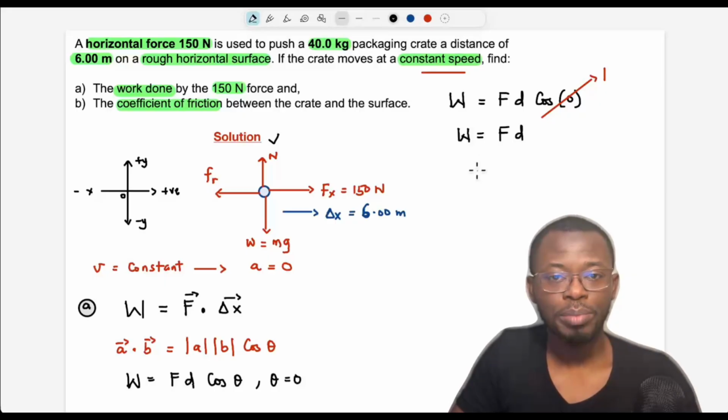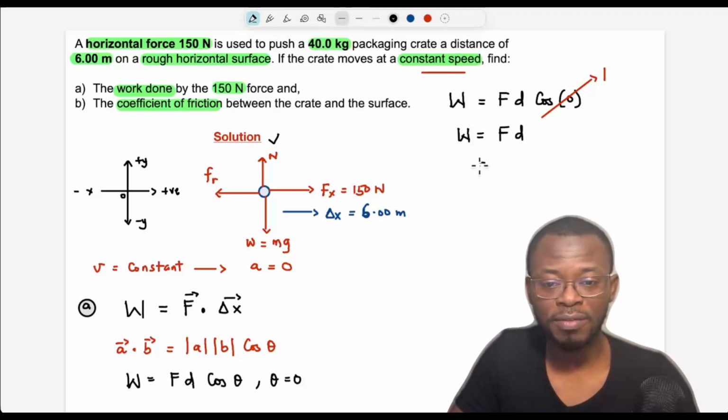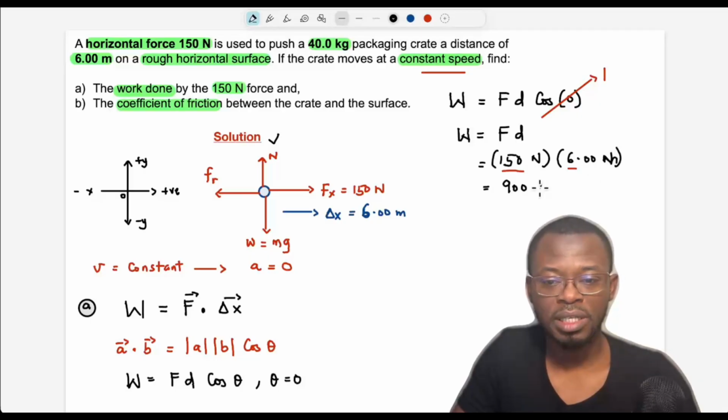All right, now we can plug in the values to find the work done on this packaging crate. So the magnitude of that force is what? 150 newtons multiplying the distance, which is 6.00 meters. So if we do 150 times 6, that will give us 900, and then we have the newton times meters. Okay, so that will give us newton meter.